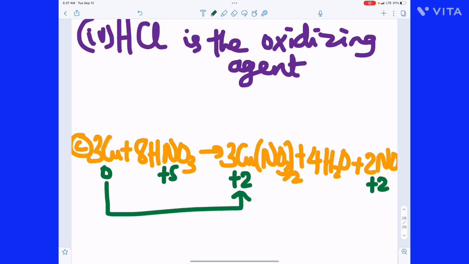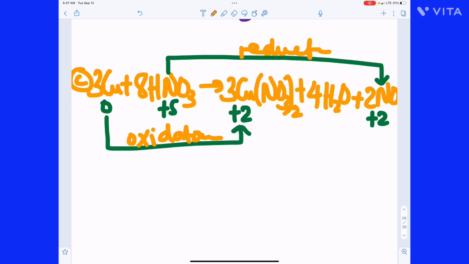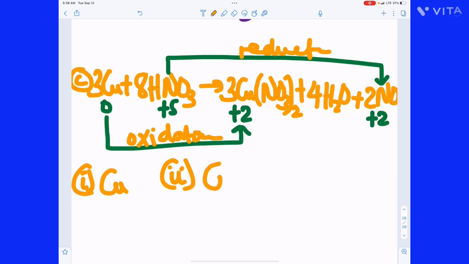Copper is oxidized, and nitrogen is reduced. Can you see my lines? Copper got oxidized, nitrogen got reduced. So this is an oxidation, and this is a reduction. So let's go. What substance got oxidized? The substance that got oxidized is Cu. So what substance is the reducing agent? The reducing agent in this reaction is copper, which got oxidized.